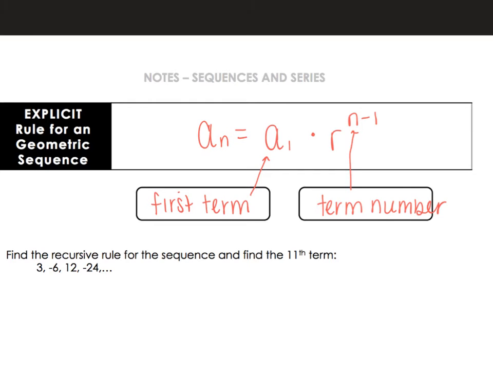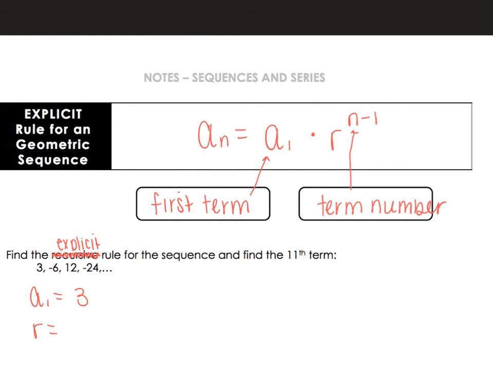So there is a small typo in here. You can cross this out, and you'll write explicit. Okay, that was a typo. It should say find the explicit rule. So there's two things we need to find. We need to know our a sub 1, and we need to know our r. So again, a sub 1 is pretty easy. It's always your first term, so we have a 3.